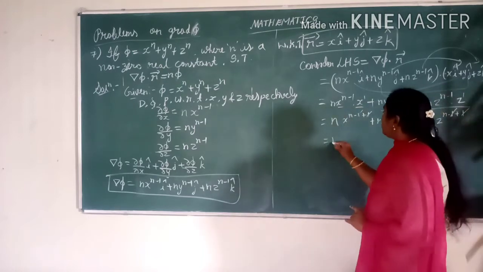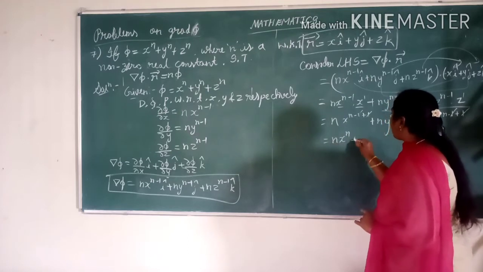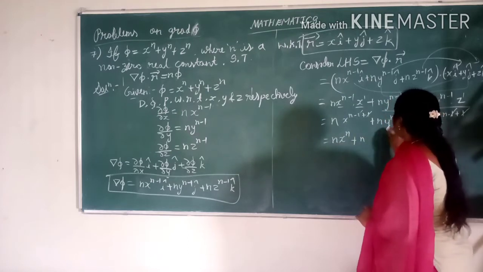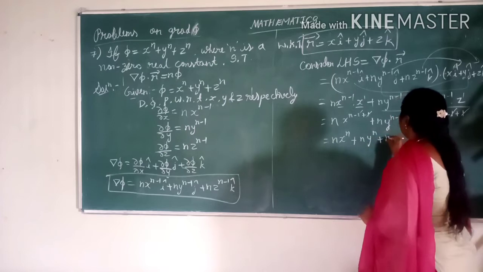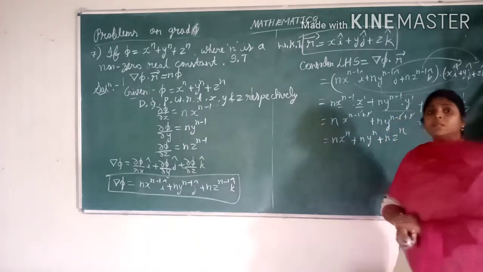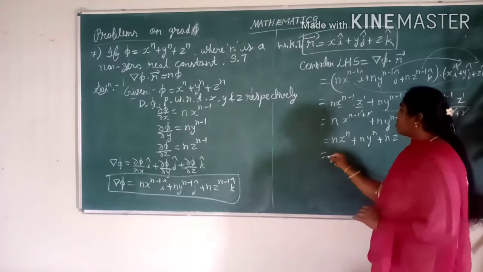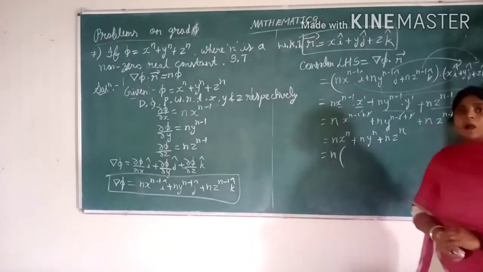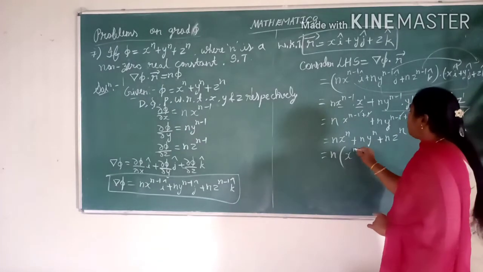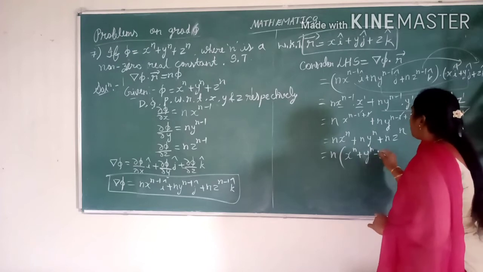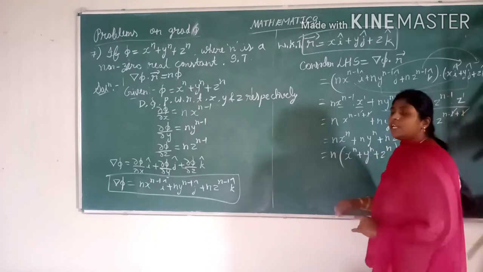Here, what is the remaining next? n into x to the power of n plus n into what? y to the power of n plus n into z to the power of n. See, in all these three sums, which is the common? n is common. Then take it outside. What is the remaining? x to the power of n plus y to the power of n plus z to the power of n. It is already given.